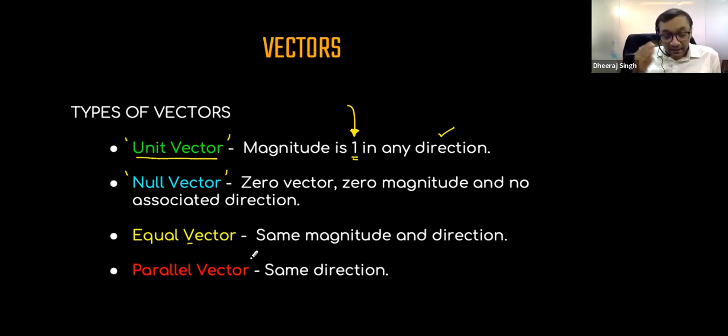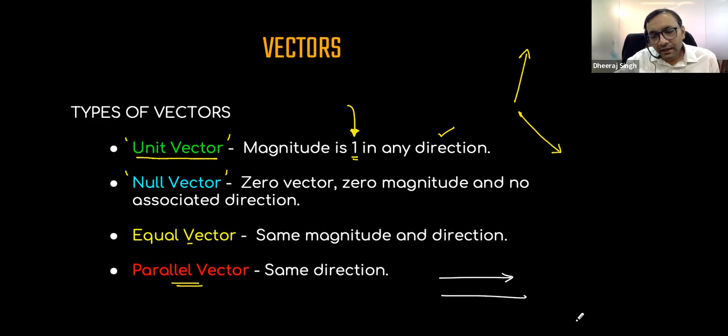When I say this vector is equal to that vector, they are not just equal in magnitude, they are also equal in direction. Just like if this is one vector and this is the other vector, they can never be equal. Although their magnitudes may be equal, their directions are different, so they can never be equal. There can be vectors which we call parallel vectors. Two vectors like this are parallel to each other, different magnitude, but parallel.